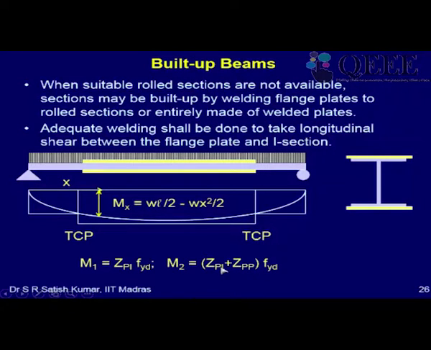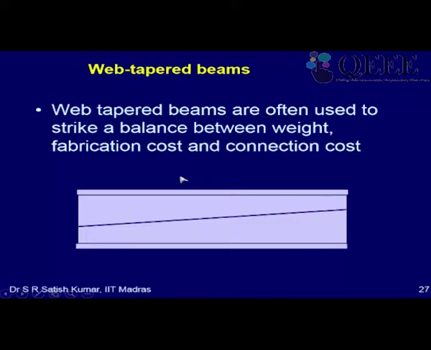Okay. So ZP of the I section plus ZP of the plates gives me the total ZP, and then into FYD. FYD is Fy by gamma m naught, gives me M2. So M2 should be greater than the corresponding value there in the middle. Okay. So that can be done.